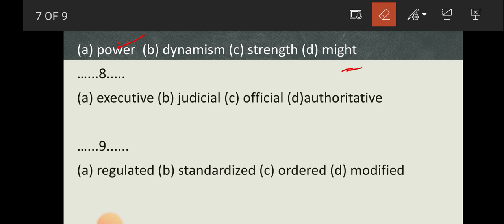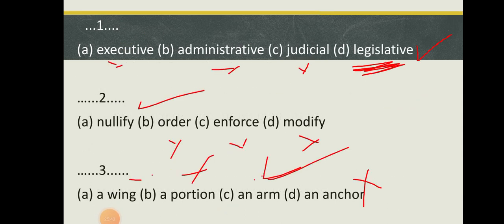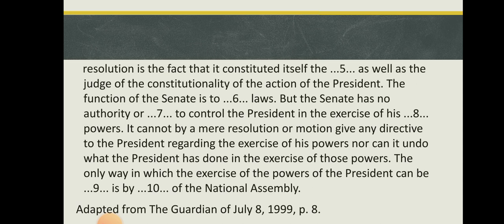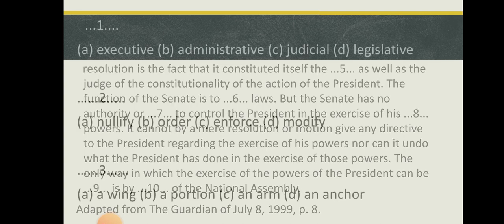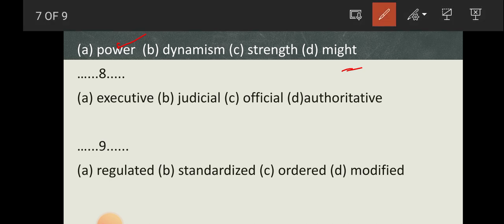We're coming at number 8. I want to rush so I don't make this video very long. Number 8 says, to control the president in the exercise of his dash powers. The process of his authoritative powers, no. Official power, no. Judicial power, no. Executive power. You understand? We're not talking about judicial. We're not talking about official. I'm talking about authoritative. Alright? So that's it.